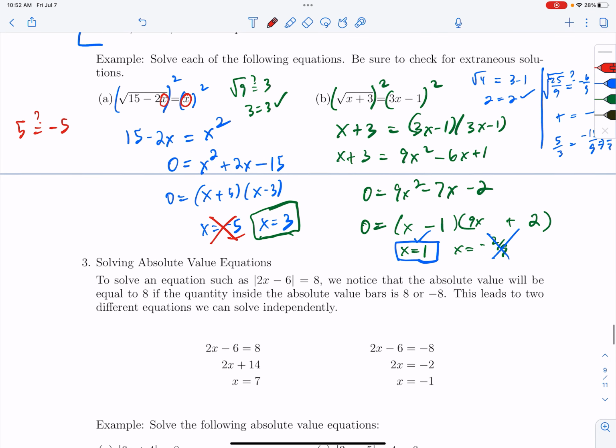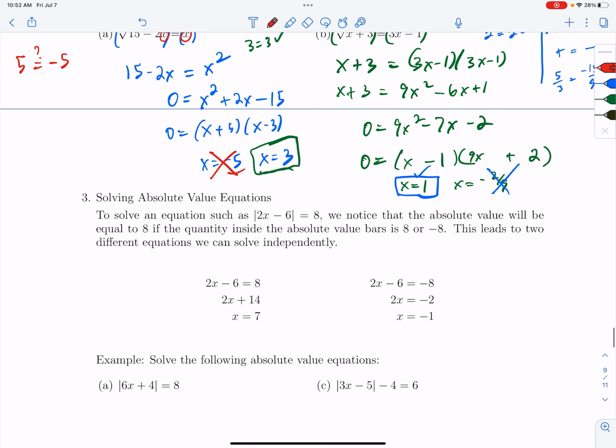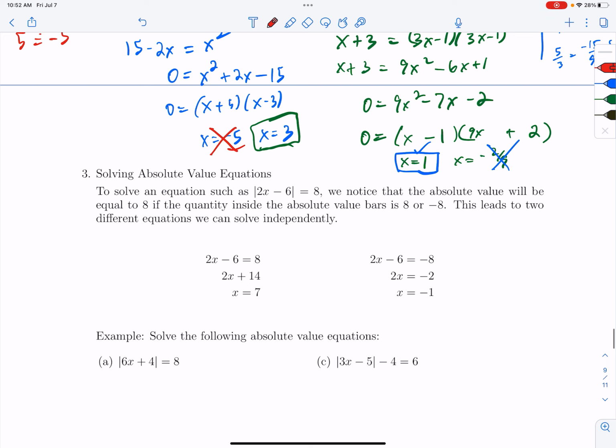All right, next up, absolute value equations. So to solve an absolute value equation, we notice that the absolute value will be equal to 8 for this one. What we need to say is that, well, for this 2x minus 6, the absolute value of that, for that to equal 8, the inside value must be 8 or negative 8. So what we do is we split this into two equations, one where it's equal to 8 and one where the left side is equal to negative 8, and then we just solve those.